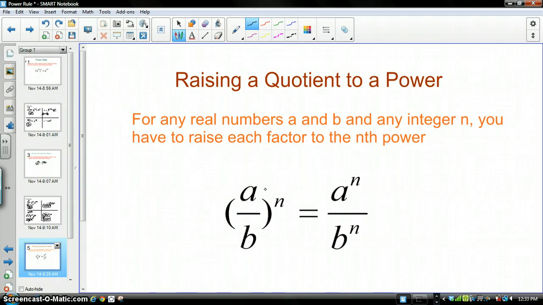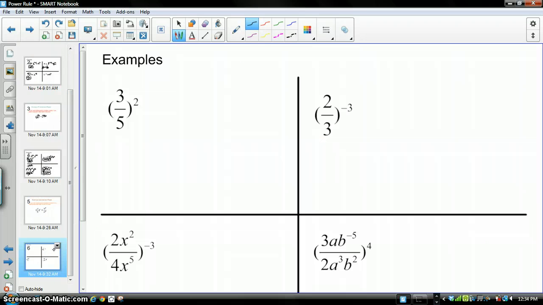Now, we have raising a quotient to a power. As you can see in the parentheses, we have a quotient. So when we have a quotient in our parentheses, we just distribute the exponent of n through, so it becomes a to the n over b to the n. So here, we just need to distribute this 2 through. Make sure you keep it in the exponent, so it becomes 3 squared over 5 squared.